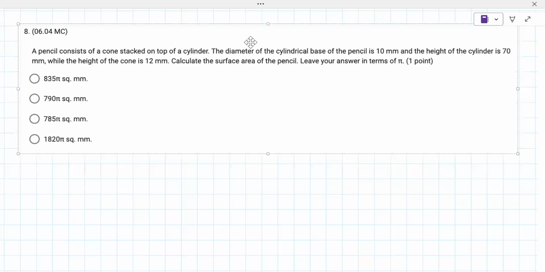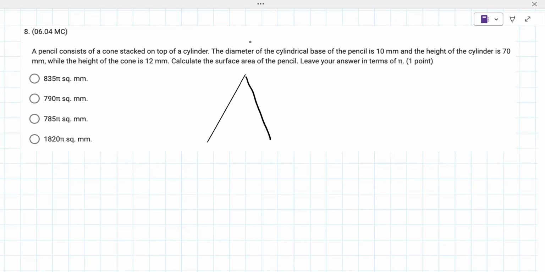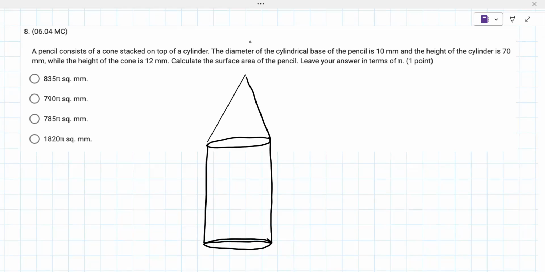Okay, so didn't we do one just like this yesterday? There's the cone and then there's the cylinder. I think we got started with this problem yesterday. What I ended up doing was calculating the surface area, but I just left pi off to the side for every one of the calculations, since it's asking for the answer in terms of pi. So I found the surface area in terms of pi for the top portion and the bottom portion of the pencil, and then I added those two together.